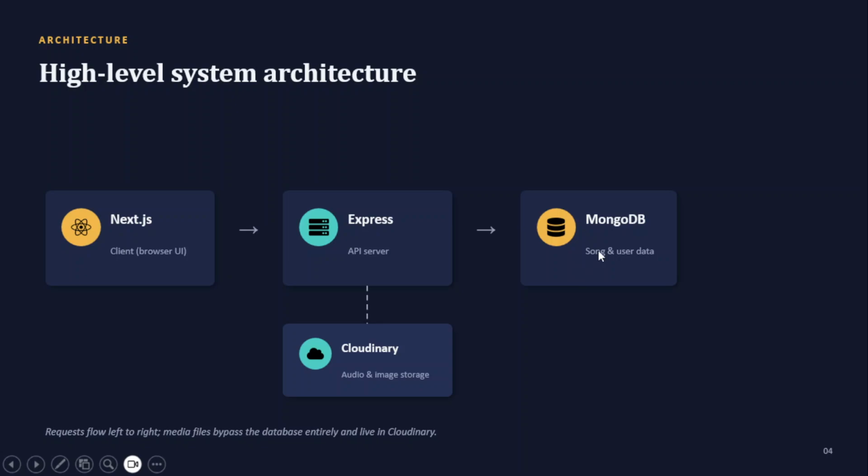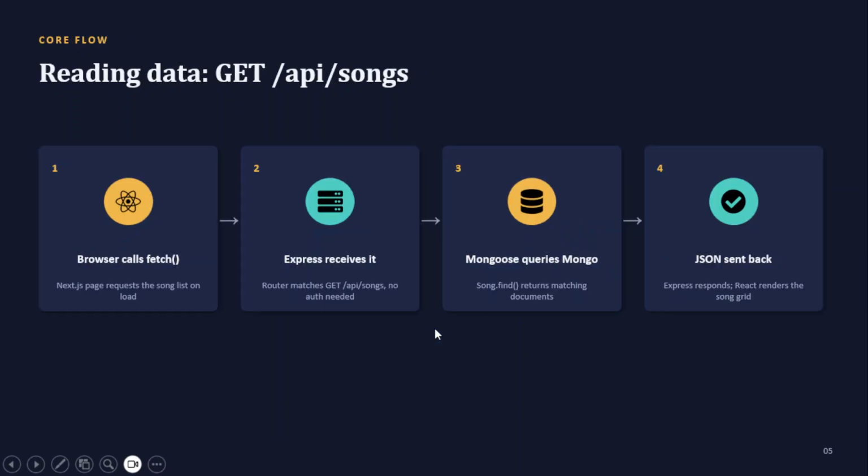They don't stay in MongoDB, but Cloudinary. Let's go to the next one. So rendering data, GET, just like I said, to read data. So you have the browser calls fetch data, right? The Next.js page requested the song list on load, then the Express receives it, the router matches, this is the endpoint, GET songs, we're going to deal with that.